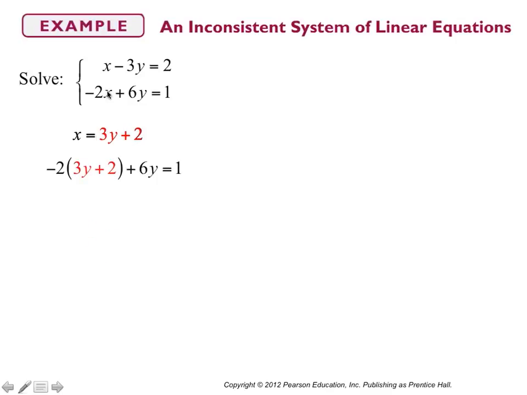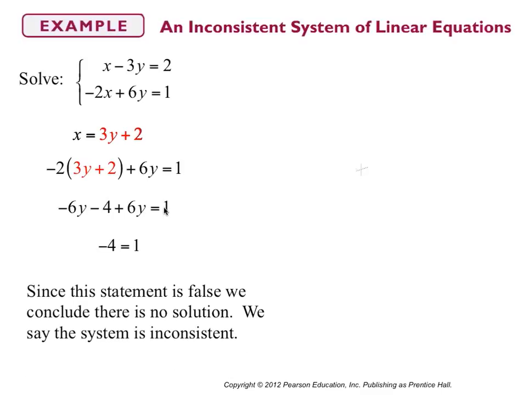And then we're going to use substitution. We're going to take our second equation and plug in 3y plus 2 wherever we see an x. So we have negative 2 times x, which becomes negative 2 times 3y plus 2, plus 6y equals 1. We go ahead and distribute carefully. We get negative 6y minus 4 plus 6y equals 1. And then if you think about it, negative 6y plus 6y is just going to be 0. So what we're left with is negative 4 equals 1.